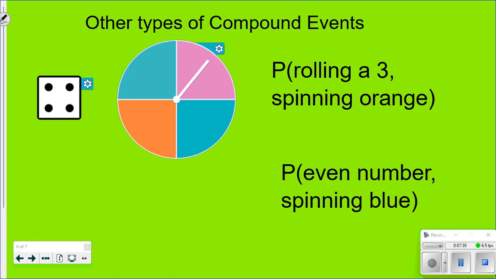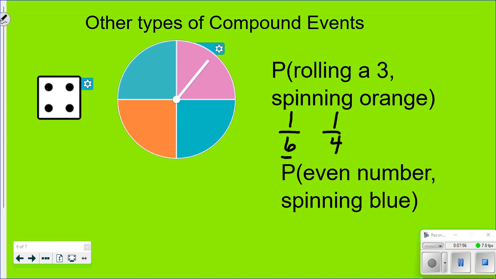So if I look at my die, what's the probability of me rolling a 3? I hope you said in your head 1 out of 6, because I have 6 possibilities on that die, but there's 1 three. Okay, so that's me rolling a 3. Now, what's my probability of spinning an orange on this spinner? Right here, I hope you said 1 out of 4.